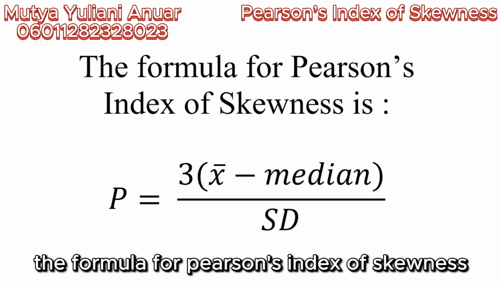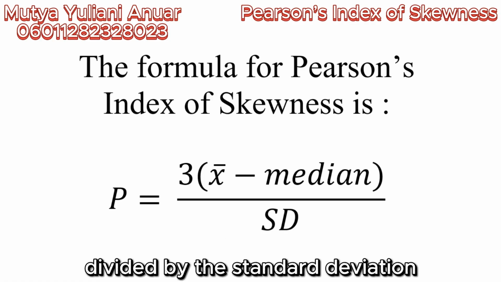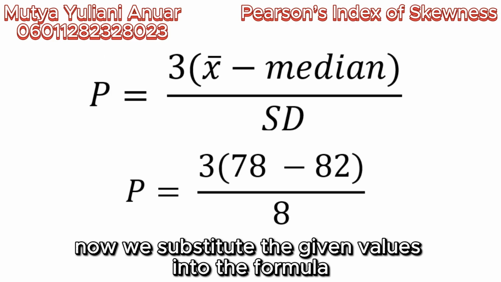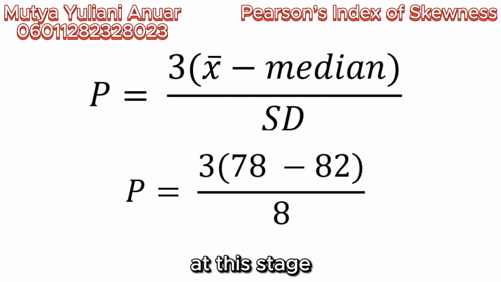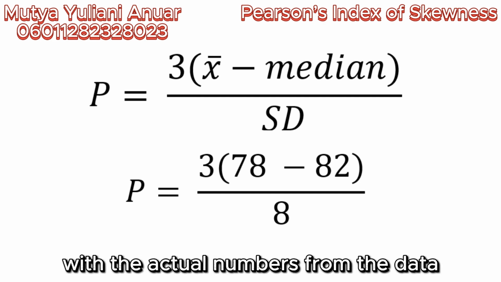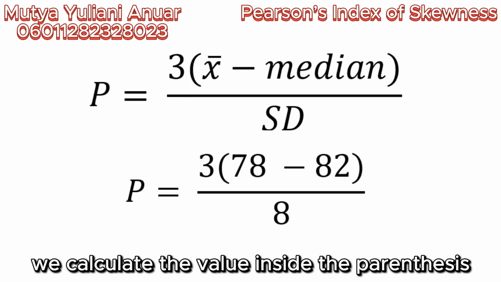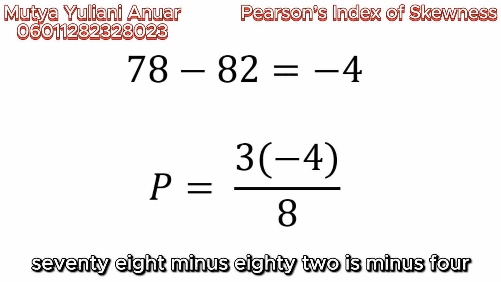The formula for Pearson's index of skewness is P equals 3 times the quantity mean minus median, divided by the standard deviation. Now we substitute the given values into the formula. At this stage, we are simply replacing the symbols in the formula with the actual numbers from the data. After that, we calculate the value inside the parentheses. 78 minus 82 is minus 4.